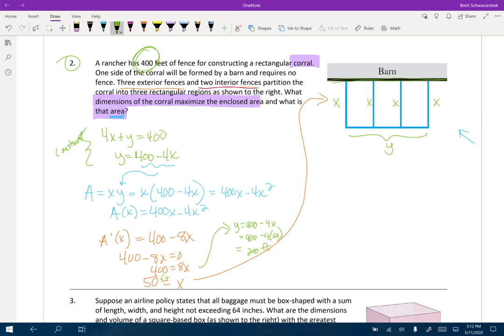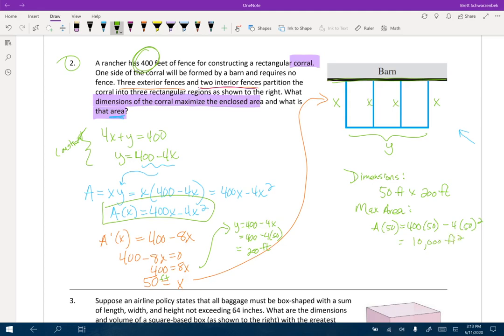So that means that the dimensions of our optimized corral will be 50 by 200 feet, which means the maximized area is going to be the product of those, which would in this case be 10,000. But we can also just plug our 50 into our A equation if we wanted to, minus 4 times 50 squared. Okay, we put this in, we're going to get 10,000 square feet.